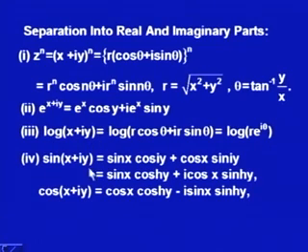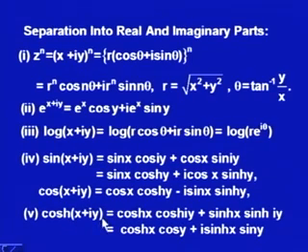Then sin(x + iy) can be written as sin x cos iy plus cos x sin iy, and from here cos iy is cos hyperbolic y and sin iy I write as i times sin hyperbolic y. So, that gives me imaginary part as cos x sin hyperbolic y. Similarly, cos(x + iy) is expressed as cos x cos hyperbolic y as the real part and sin x sin hyperbolic y as the imaginary part of cos(x + iy).